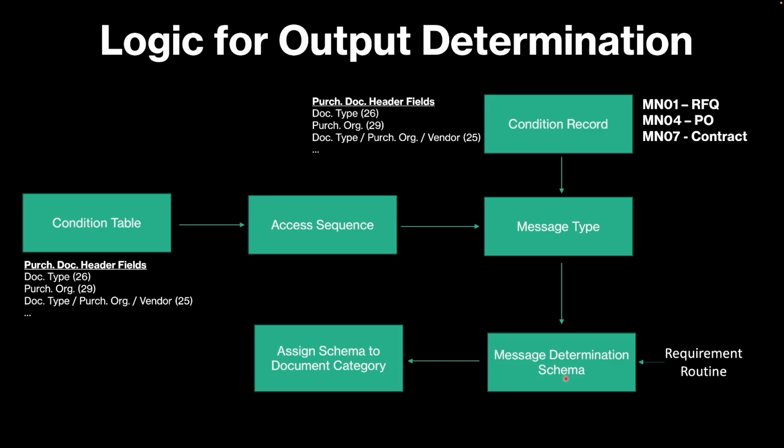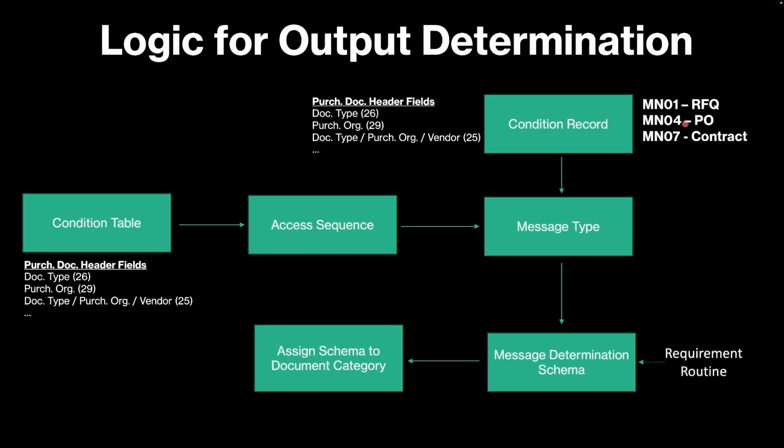Okay, so based on this configuration, the message types are configured and combined together in a message determination schema. Now, how will this message type get triggered in your purchasing document? That will happen when you maintain the condition record against the message type. Let's say that you have created a purchase order with a particular document type, a purchase organization, and a vendor combination. So how can you trigger the message types for that purchase order? For that, you will have to maintain the condition record for that message type on this combination.